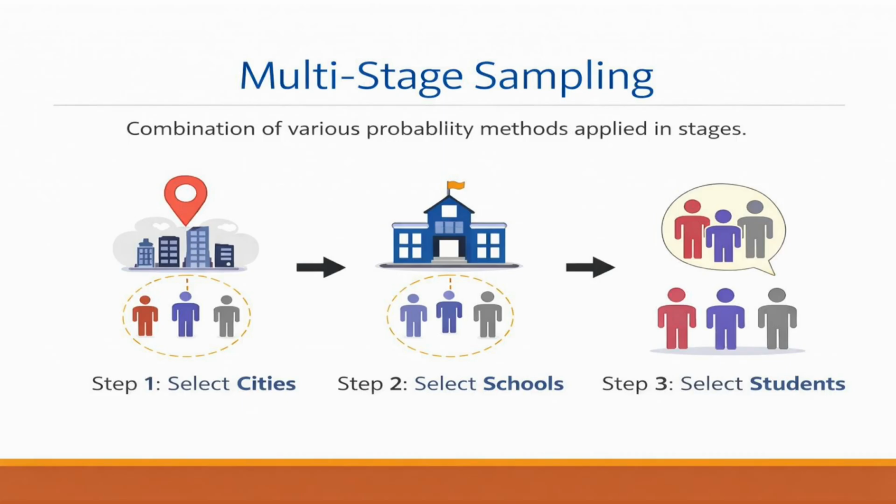Multi-stage sampling combines 2 or more probability sampling methods. Example: Stage 1, select cities. Stage 2, select schools within cities. Stage 3, select students within schools. This approach is very common in large national or international surveys. It provides flexibility while maintaining randomness.